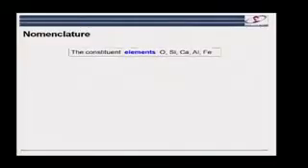So going back to this question of nomenclature, this is often very confusing, and you need to be clear about this because different people use different terminology.